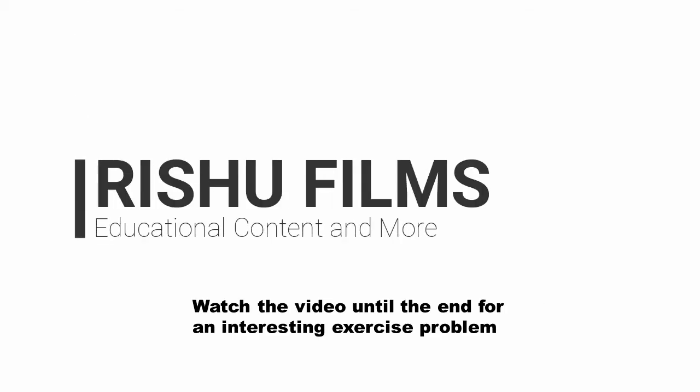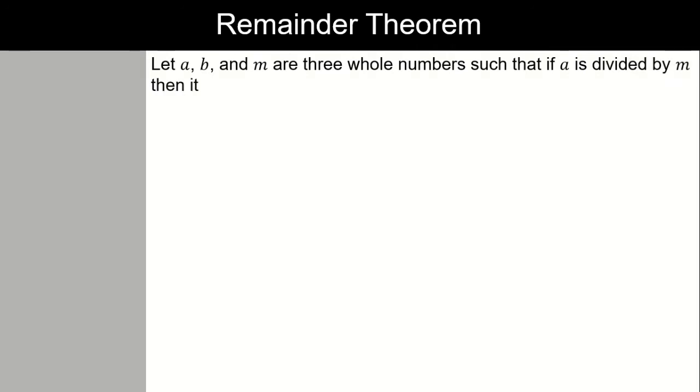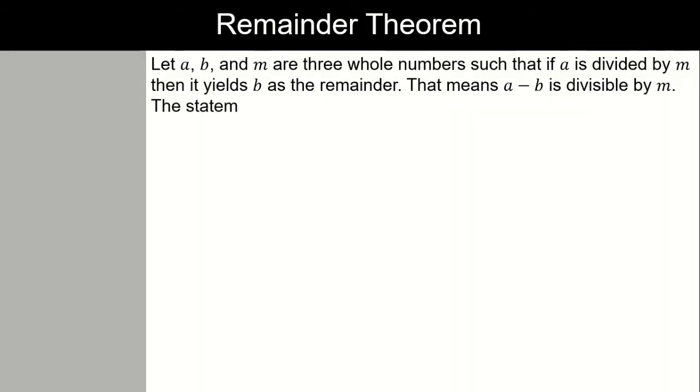Let us start today's topic, that is remainder theorem. Say there are three whole numbers a, b and m, such that if a is divided by m, it yields b as the remainder. In other words, a minus b is divisible by m. This statement can be written as a congruent to b modulo m. Here, the equivalency symbol reads congruent. This is congruency modulo notation.